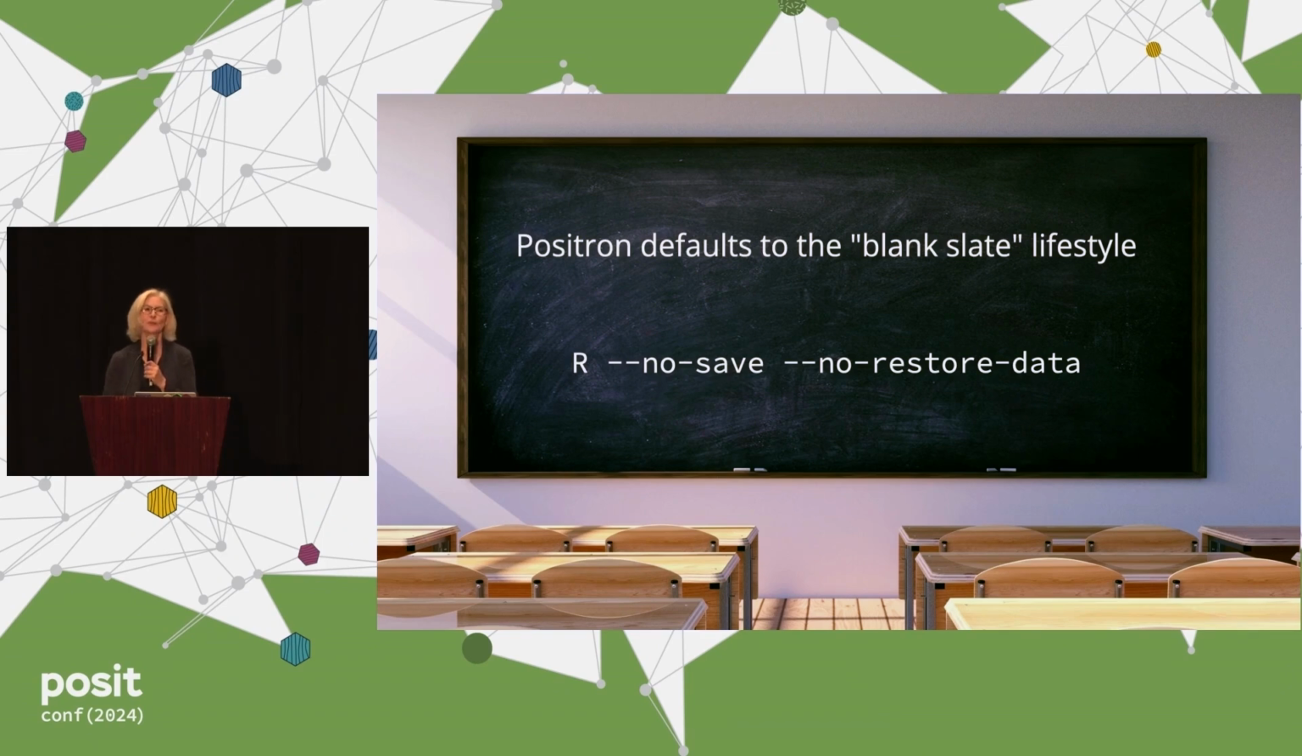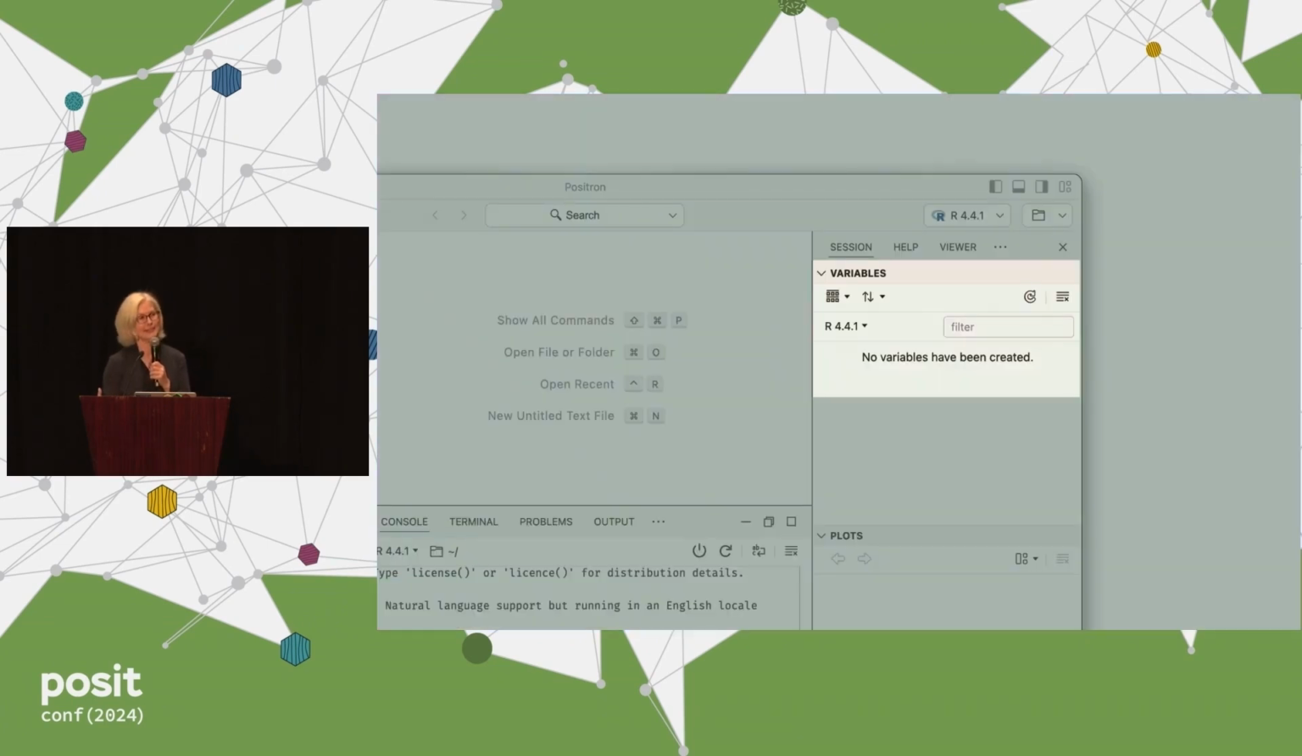And a new IDE gives us a chance to pick new defaults. So Positron will default into a blank slate lifestyle, meaning when you fire it up, your workspace is going to be empty by default. And when you leave, we also aren't going to write that to file. You can live differently, but we're going to try to help people do this because we think it's good for the long-term reproducibility of your work. Because if you have really important objects, you really want to save the code that made them. And if you have a really, really important object, you want to explicitly write it somewhere instead of having it sort of live in your global environment.